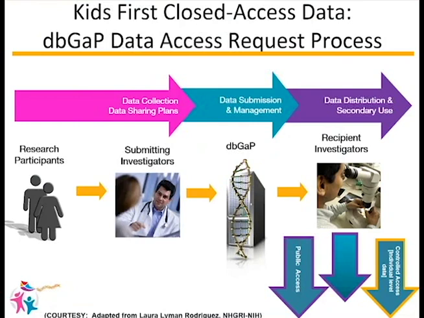First of all, I just wanted to give you a way of looking at the process of actually getting data. We start with the research participants, and that really is our primary foundation of respecting the research participants. And then the data is collected and shared through submitting investigators and submitted into a database, in this case dbGaP, which is our interface. And then what I'm going to focus on next is how the data is distributed for secondary users.